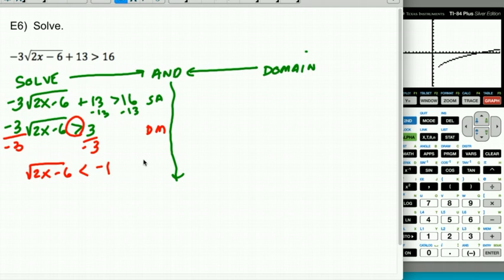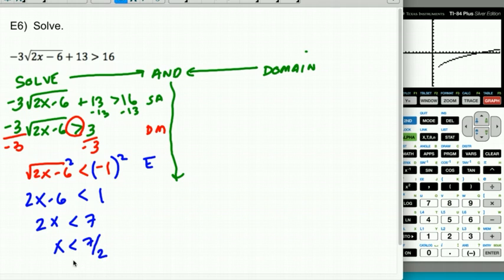Then I'm going to go ahead and deal with my exponent, right? I'm going to square both sides. And again, somewhere in this spot, some of you might be spotting a trick, and that's totally awesome if you are. And if you're not, that's also okay. So I get 2x minus 6 is less than 1, right? So 2x is less than 7, and I get x is less than 7/2, right? And we'll talk about why there's sort of a trick to this after.